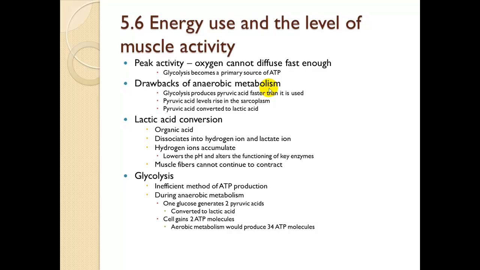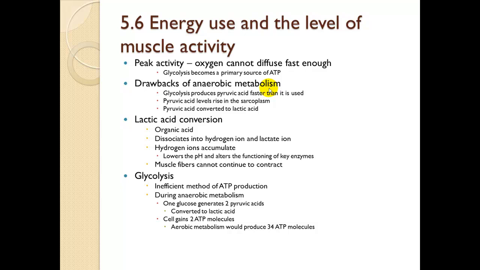Energy use and the level of muscle activity. So at peak activity, oxygen cannot diffuse fast enough through the cellular environment. Glycolysis becomes the primary source of ATP. Drawbacks of anaerobic metabolism: glycolysis produces pyruvic acid faster than it's used. Pyruvic acid levels rise in the sarcoplasm, or the fluid, and pyruvic acid is converted into lactic acid. And then once this is liberated, this can kind of throw a monkey wrench into the whole cellular environment.